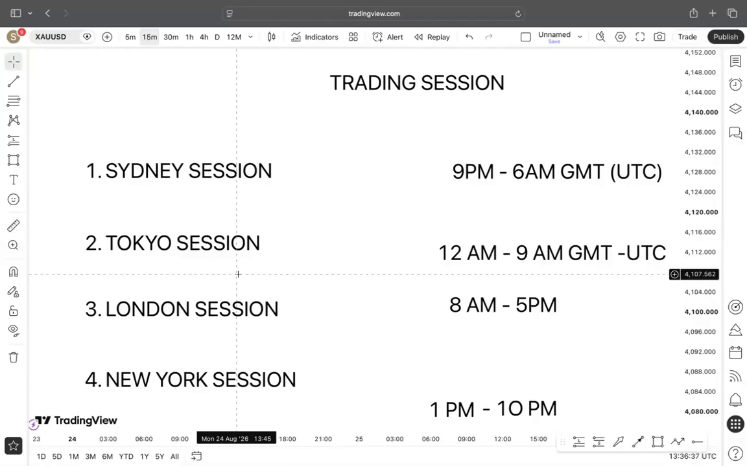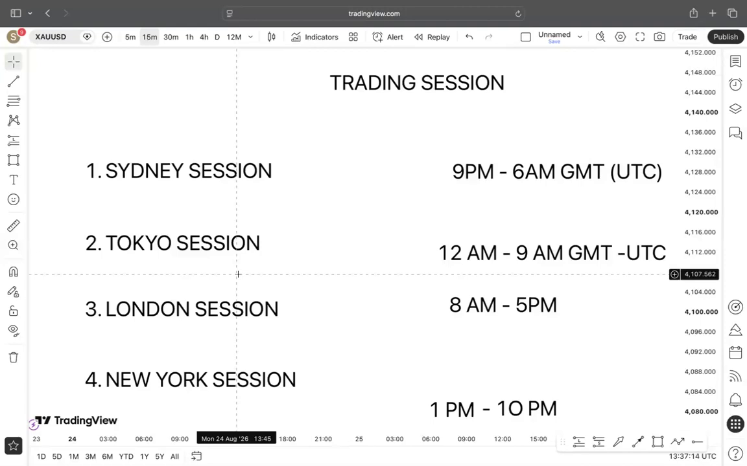And then the New York session is the fourth major trading session, and it operates from 1 p.m. to 10 p.m. GMT UTC, and it overlaps with the London session for 4 hours. This overlap is the busiest period in the forex market, often producing high trading volume, strong price movement, and increased volatility. The pairs that are active in this session are the Euro USD, GBP USD, USD CAD, and then USD JPY. Most of the USD pairs and then the CAD pairs.